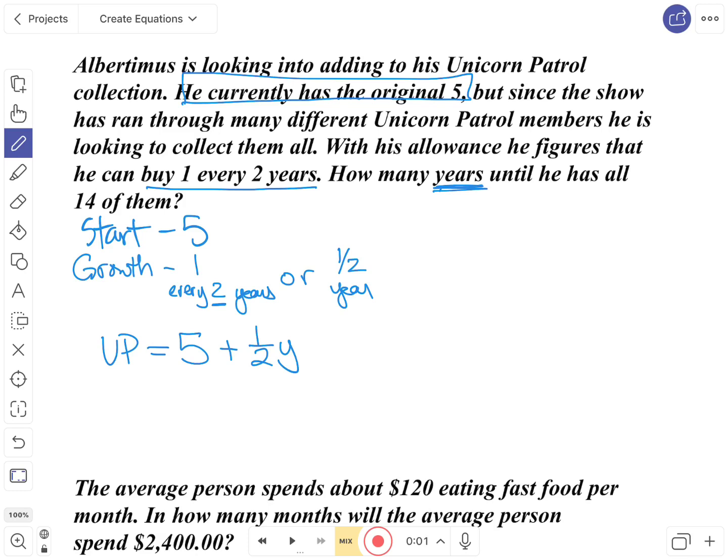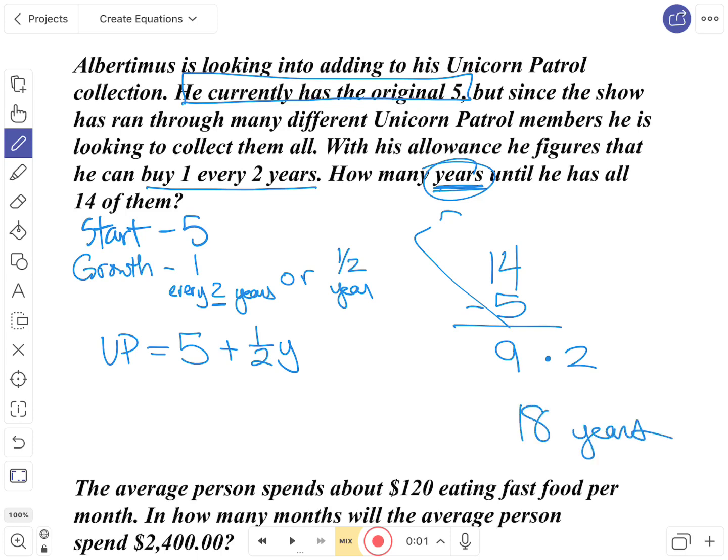So if we want to know how many years until he gets all of them, well, there's 14 total. He's already got the 5, right? So we'd subtract the 5 from that, giving us 9. Every 2 years he can buy 1, and he needs to get 9. So basically we would double that, wouldn't we? And that would give us 18 years. But again, focus on once we have our start and our growth, we can easily make an equation with that.